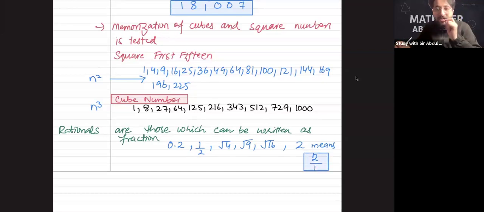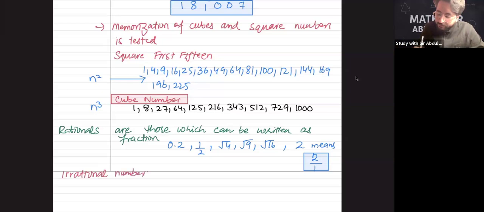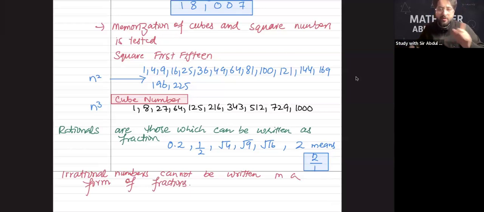Remember one thing, irrational numbers are those. So is square root of 64 rational? Yes, obviously, because square root of 64 equals 8. Irrational numbers. Okay, that is tested regularly in the examination. Irrational numbers cannot be written in the form of fractions. You cannot write an irrational number in the form of a fraction.